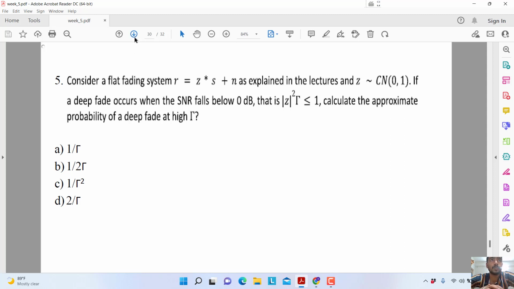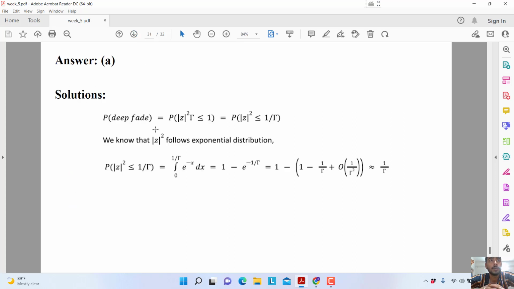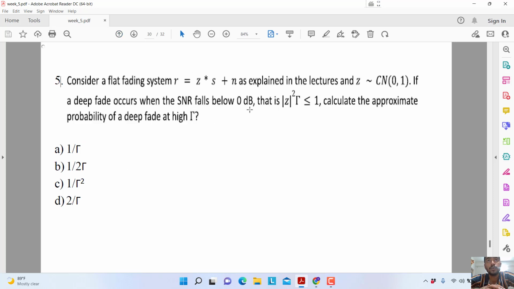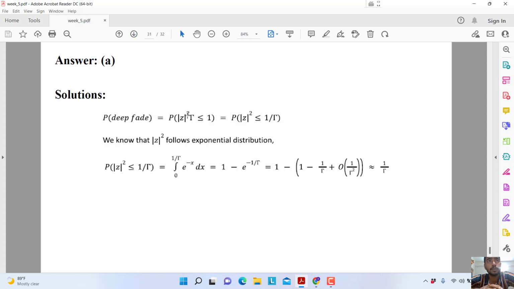Now we'll see the explanation of this question. We have to calculate the approximate probability of deep fade at high SNR, given that the SNR falls below 0 dB, that is, Z square gamma is less than 1. So we have to calculate from there. The value of mod Z square is less than 1 upon gamma, and we know that Z square follows the exponential distribution, because Z is Rayleigh, so Z square becomes exponentially distributed. From there we can calculate the probability.